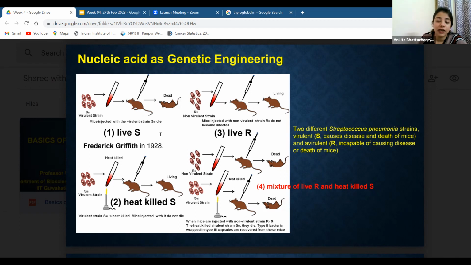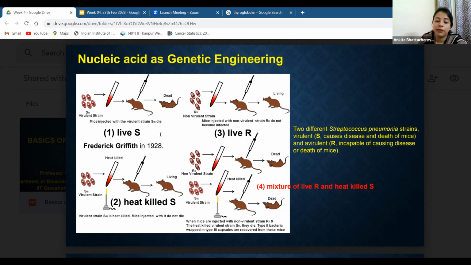In the first part, he injected this S strain, which was alive. You can say live S or virulent strain bacteria were injected into mice. And because these were live active bacteria, they caused disease in these mice, and those mice could not survive.